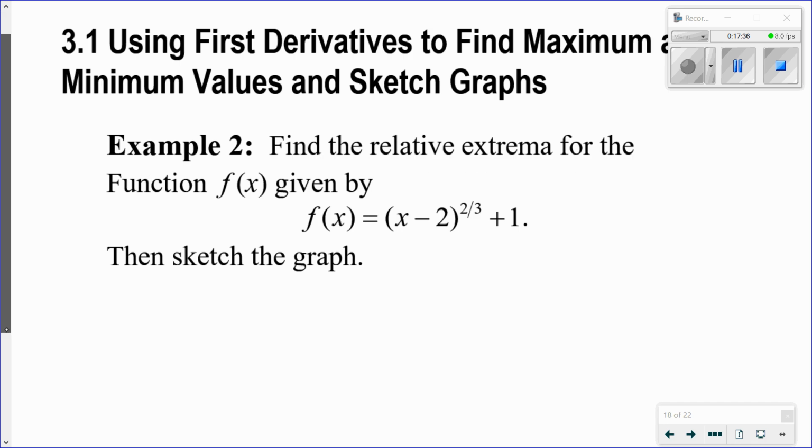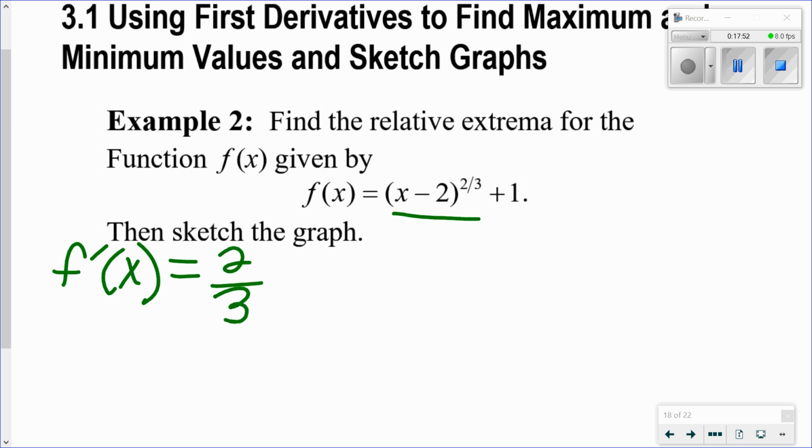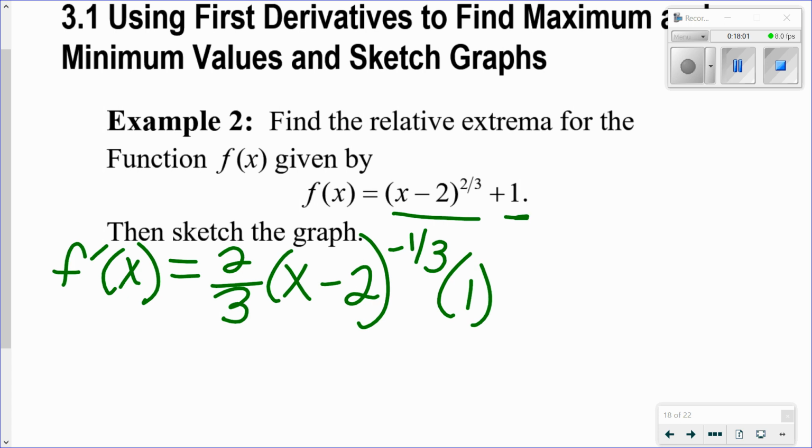All right, let's look at one more. So this time we want the relative extrema for this function. So the first thing we need to do is find the derivative. This is a chain rule. So we're going to have 2/3 (x minus 2) to the -1/3 times 1. And then don't forget we have that +1 at the end, and the derivative of the +1 is 0. So we would have +0.